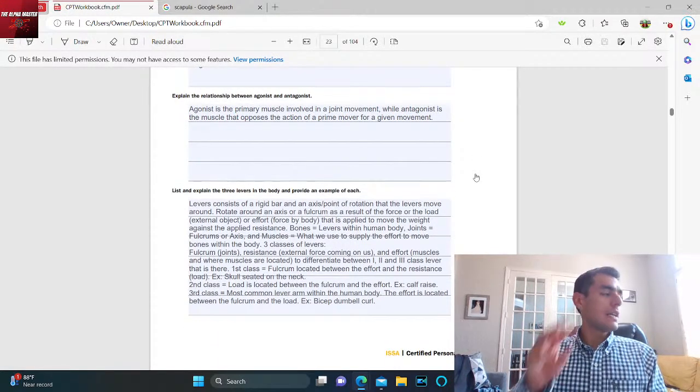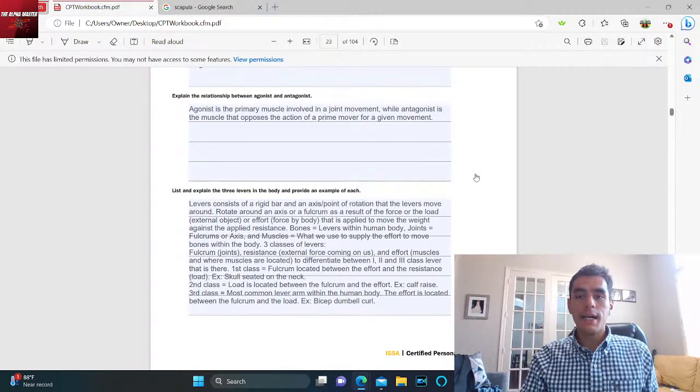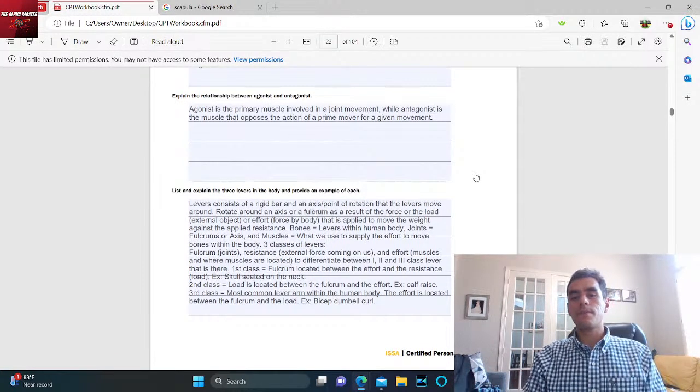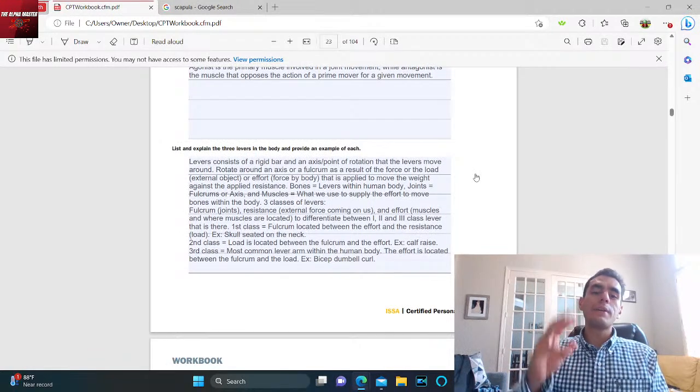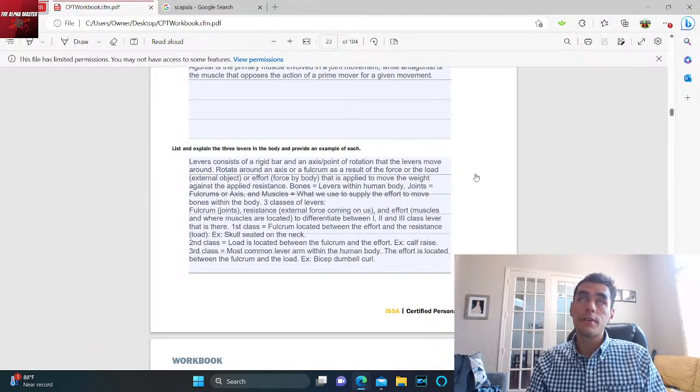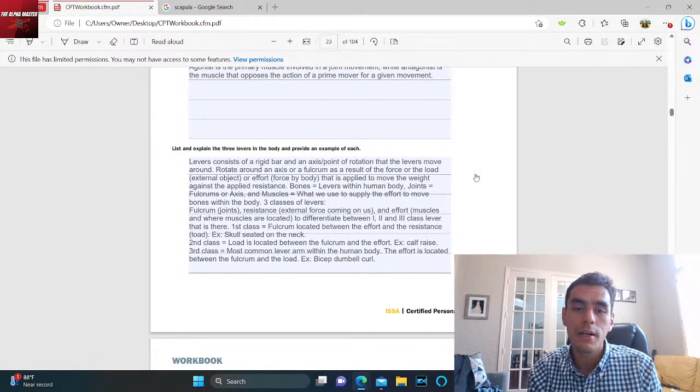Now explain the three levers in the body and provide an example of each. You have first, second, and third class levers. Levers consist of a rigid bar and an axis point of rotation that the levers move around.